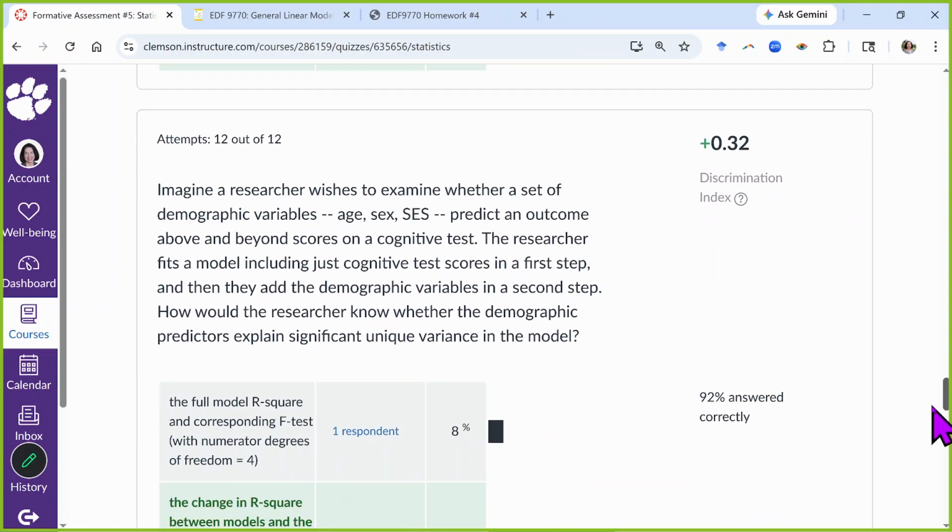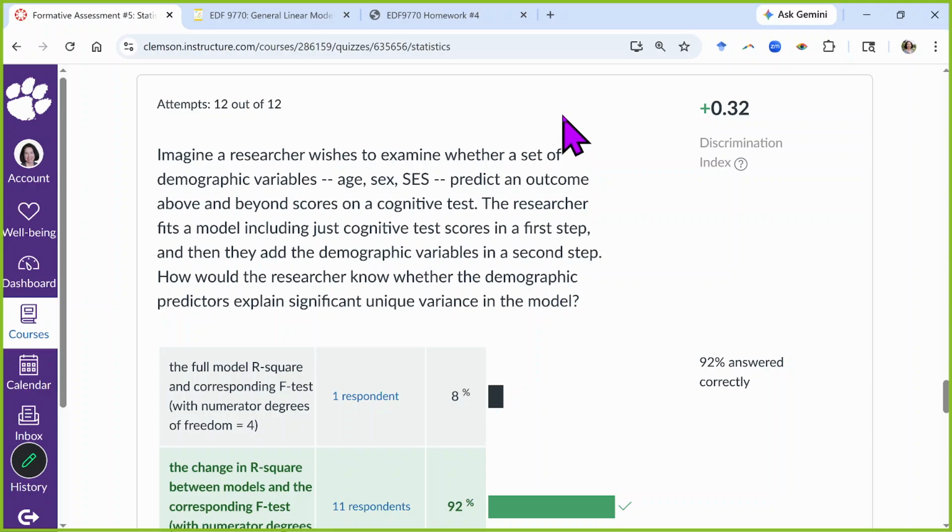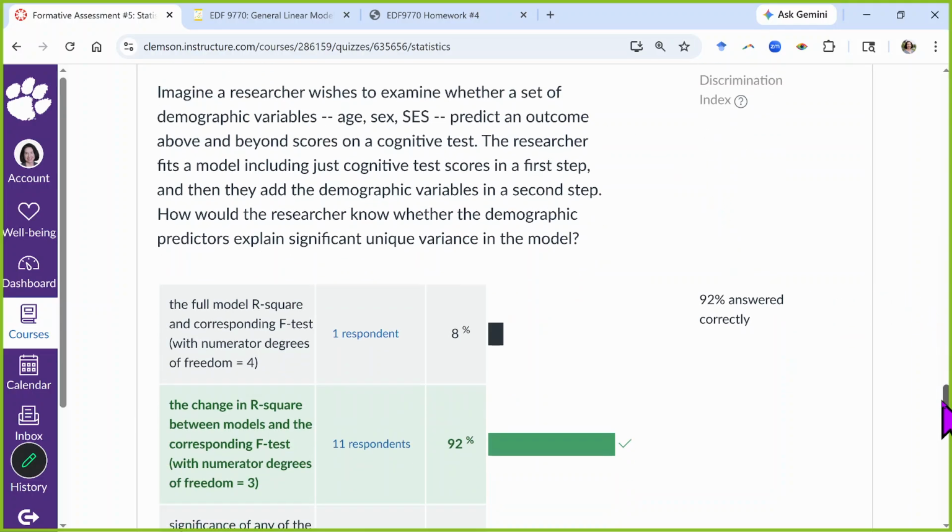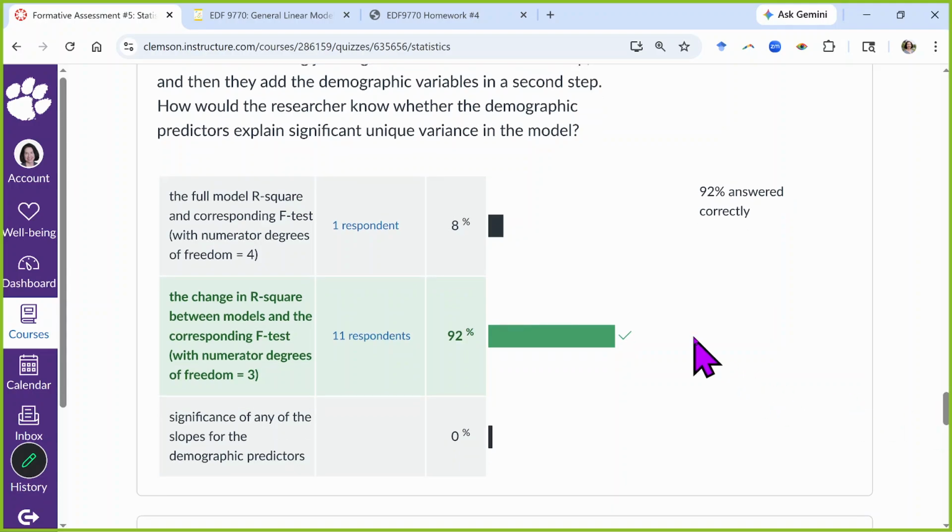Imagine a researcher wishes to examine whether a set of demographic variables predict an outcome above and beyond scores on a cognitive test. So they start with a model with just the cognitive test and then they add 3 more things. How would the researcher know whether those 3 new things helped explain unique variance, the change in the R-square, and the corresponding f-test for that one, because it's 3 new things.